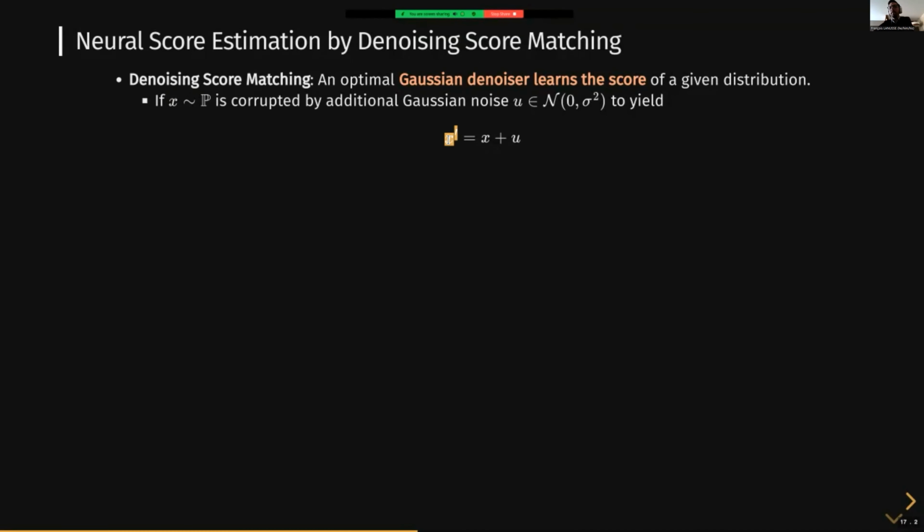So X is an example of real data. I add some Gaussian noise and I get my X prime. Given this X prime, I can train a neural network that I call R theta here to try to denoise those points. So I give the network as an input the noisy image, and I try to train it to recover the true image under an L2 loss. So it looks like this.